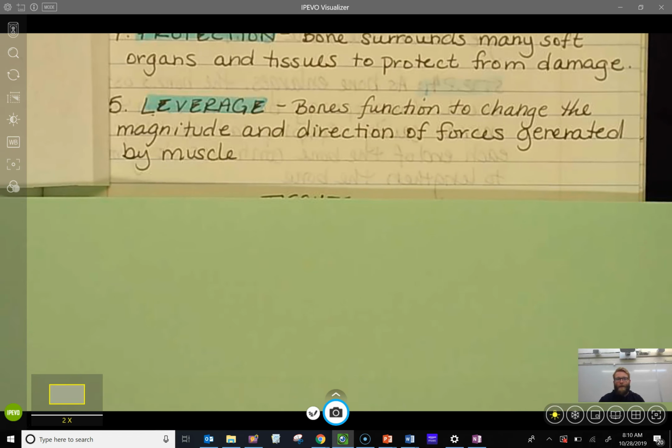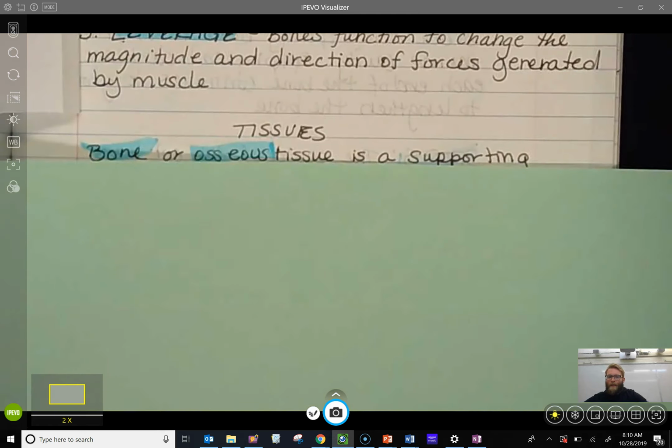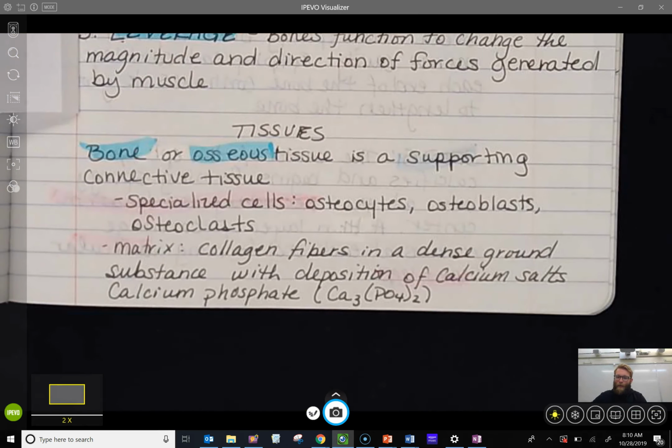Okay, so talking about leverage, right? A lot of our muscles function sort of as levers, right? That simple machine that we'll talk a little bit about later, right? In order to actually generate enough force for your object to actually move, to make movement happen.